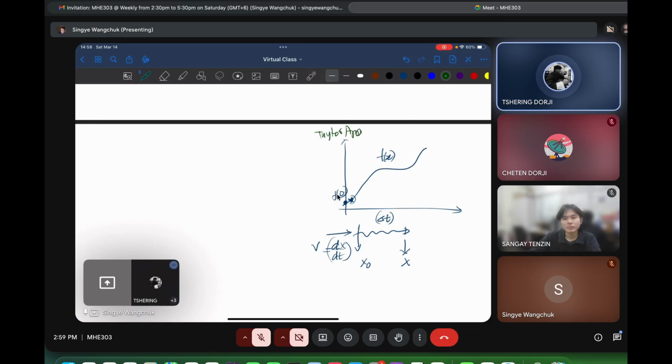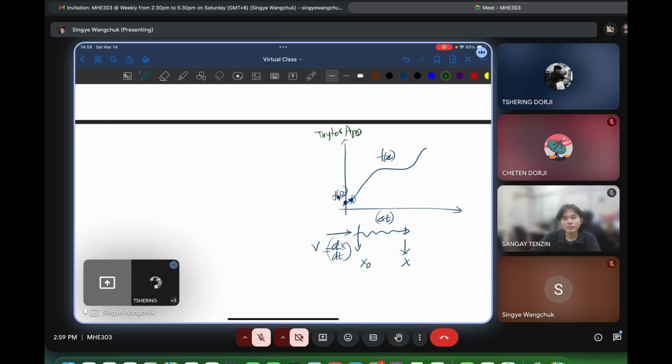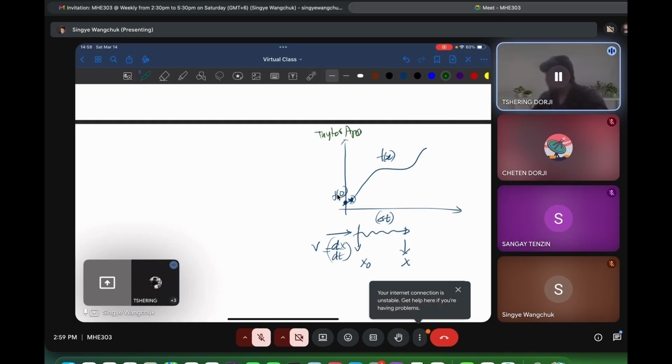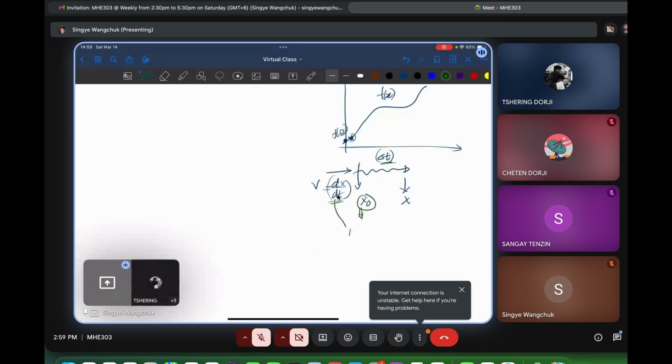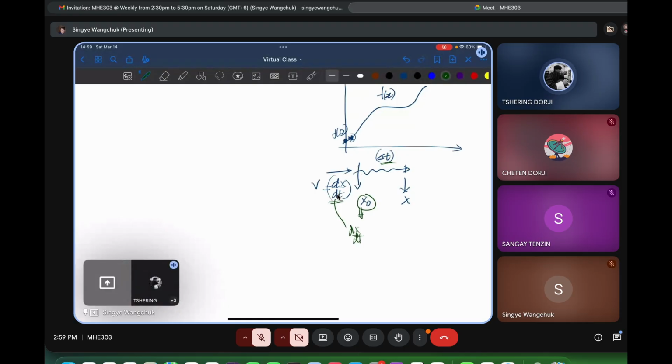For example, you have this velocity. At this x naught, you know that your velocity is dx by dt. So for the neighboring point x, I can say that the neighboring point can be just dx by dt times delta t. We can do this, right?